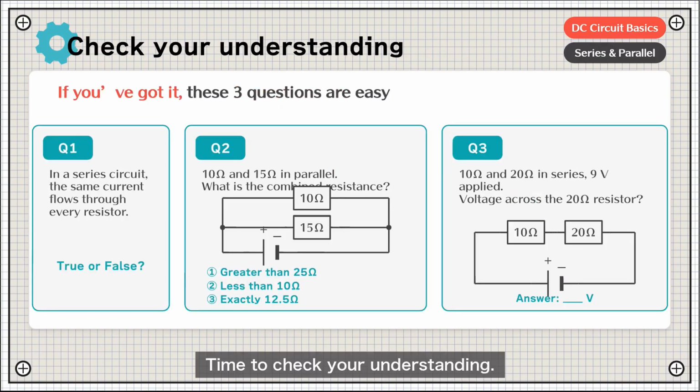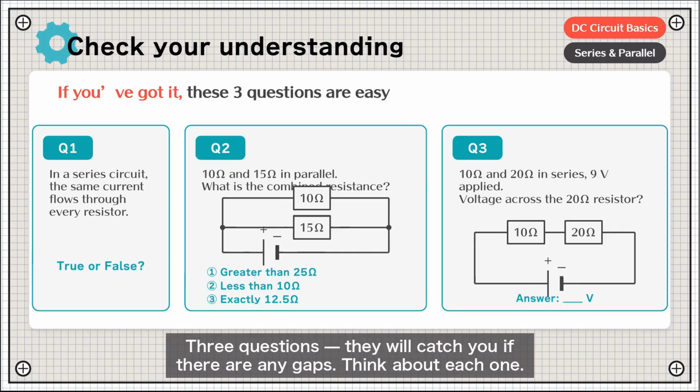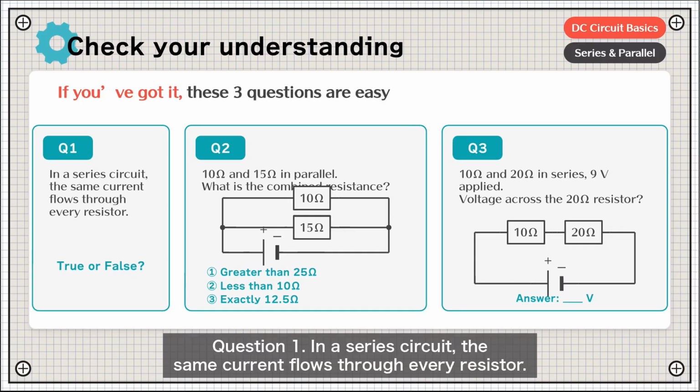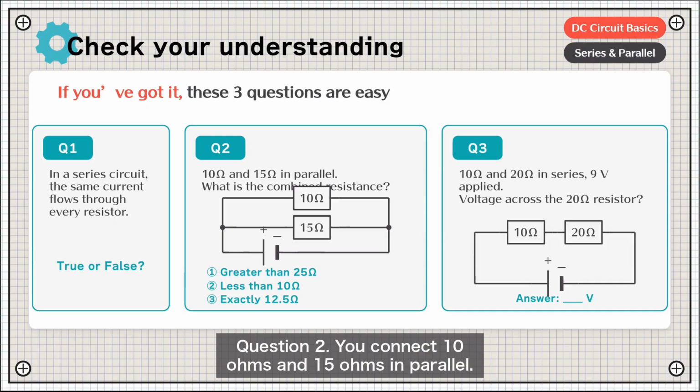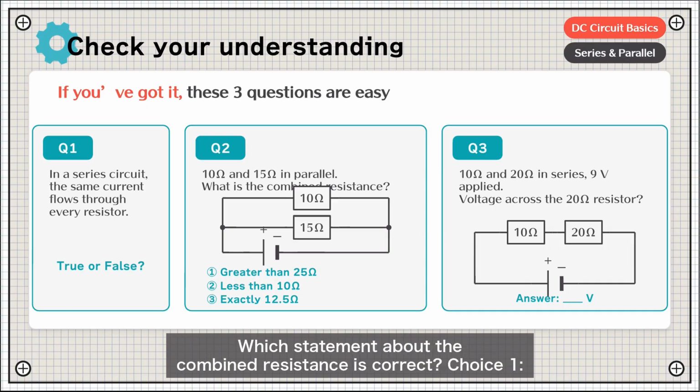Time to check your understanding. 3 questions. They will catch you if there are any gaps. Think about each one. Question 1. In a series circuit, the same current flows through every resistor. True or false? Question 2. You connect 10 ohms and 15 ohms in parallel. Which statement about the combined resistance is correct?